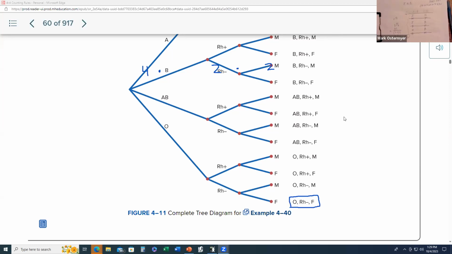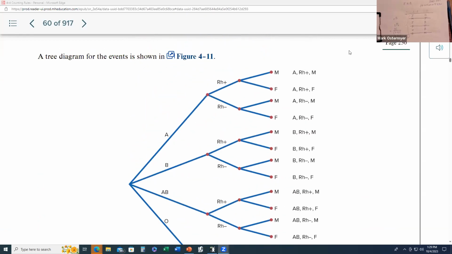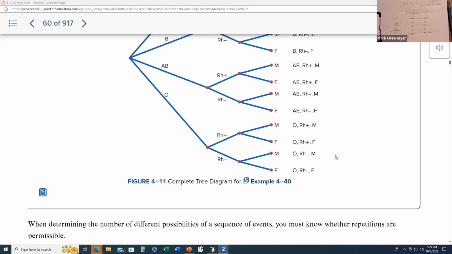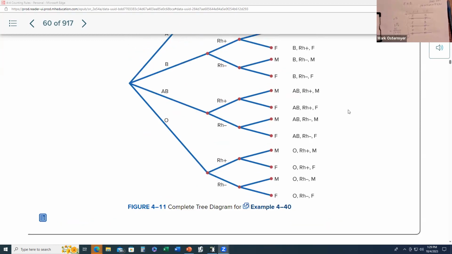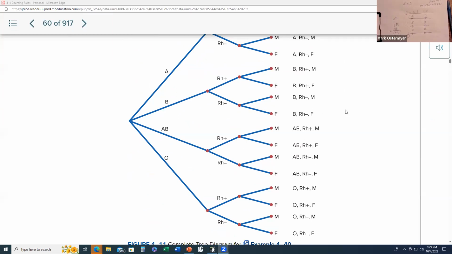What if I ask you this question? What's the probability of selecting a male blood donor? Well, how many of these are male? There's a male, male, there's 2, 3, 4, 5, 6, 7, 8. There's 8 outcomes that have a male. So, ladies and gentlemen, the probability of selecting a male blood donor would be 8 divided by 16, or 1/2, or 50%, or 0.50. That makes sense. That stands to reason.